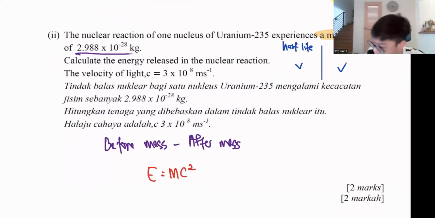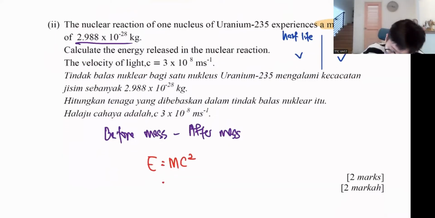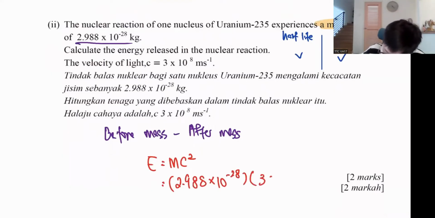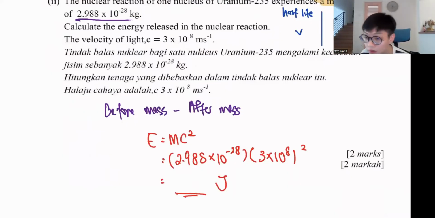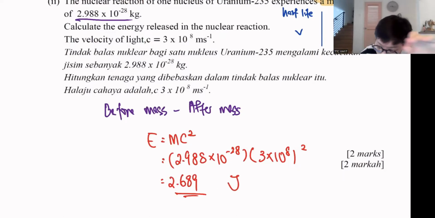It's already minus already. So now if you want to calculate, what do you have to do? Very straightforward. You just have to do E equals to mc square. So my mass defect is 2.988 times 10 to the power of negative 28. Speed of light is 3 times 10 to the power of 8 square. So you will get your answer. Final answer is how much? Is in joules. So guys, time for question. How many decimal place do we need to write? Okay, so it's 3 decimal place. So 2.689 times 10 to the power of negative 11 joules.